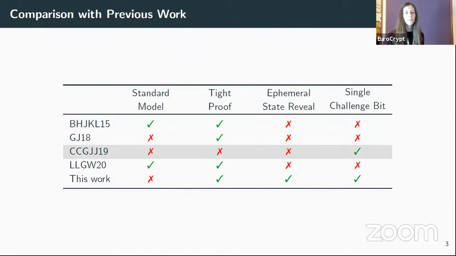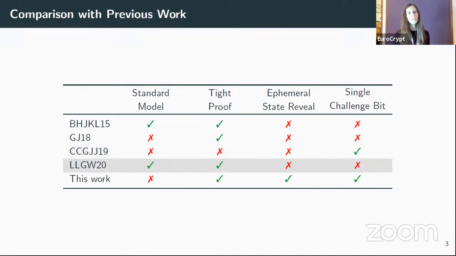Then at Crypto one year later, Kuhn, Gordon et al. analyze also the Diffie-Hellman protocols in the random oracle model. And they are the first to introduce this single challenge bit model in the context of AKE, but their proof is not completely tight.